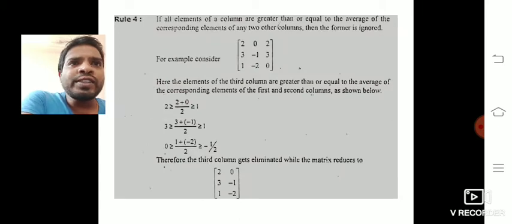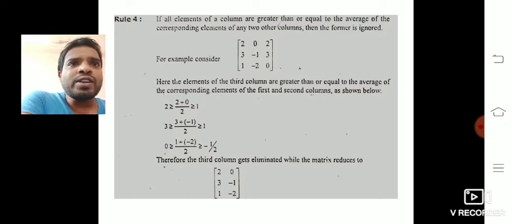And rule 4 is again column-wise, and it is the same as before. Consider the first column, 2, 3, 1: that column is greater than or equal to the average of the other two columns.